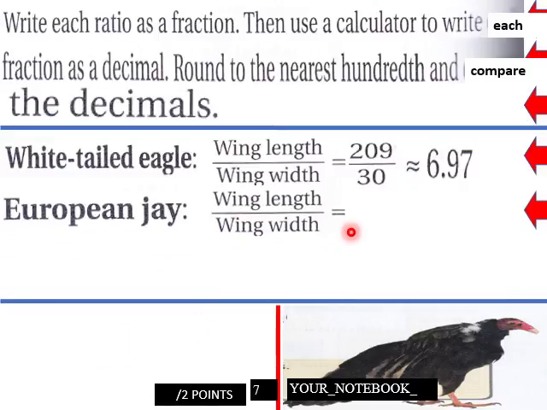European jay, wing length over wing width. Here is our quotient, and that's approximately 3.92. So you get quite a different ratio for that wing length to wing width.